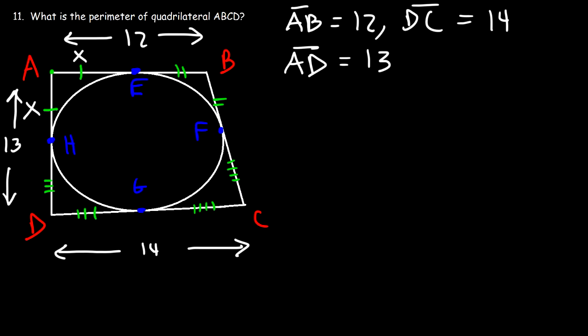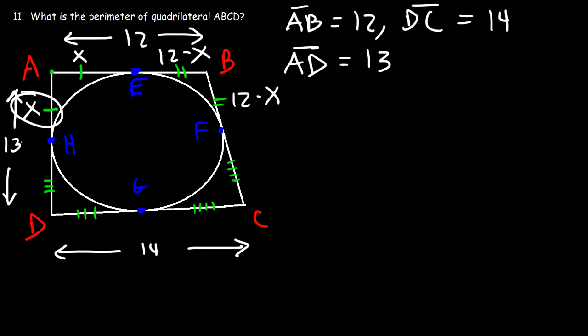Now, if AE is equal to X, what's BE? BE is going to be the total length minus the other side, so it's 12 minus X. And BE is the same as BF, so BF is also 12 minus X.